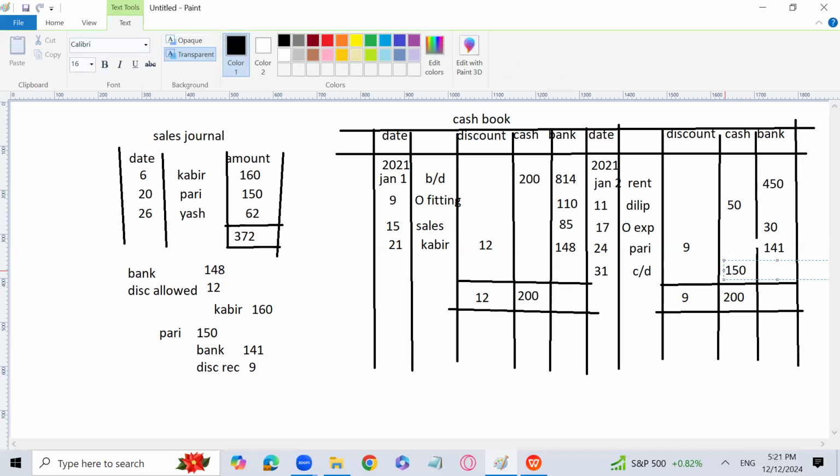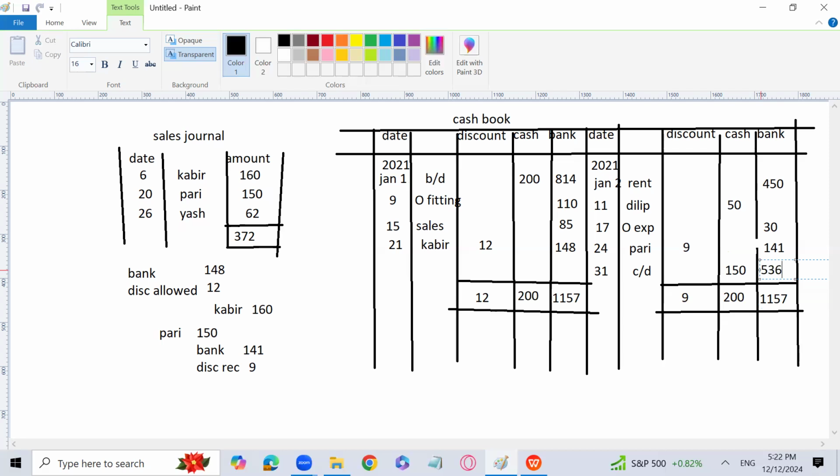Now let's talk about the bank. Obviously, debit side of the bank is heavier. I will write the total of the heavier side on both sides. Let me calculate it: 814 plus 110 plus 85 plus 148. So the total is 1157. Same total I'm going to write over here, 1157. And I will subtract the credit side, minus 450, minus 30, minus 141. So 536 is going to be the carried down of the bank.